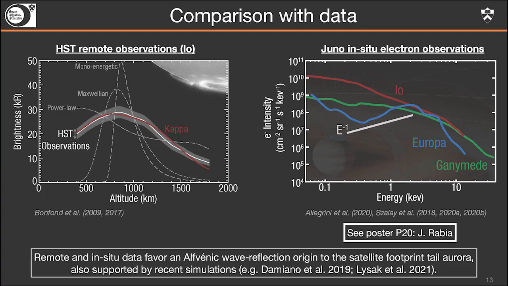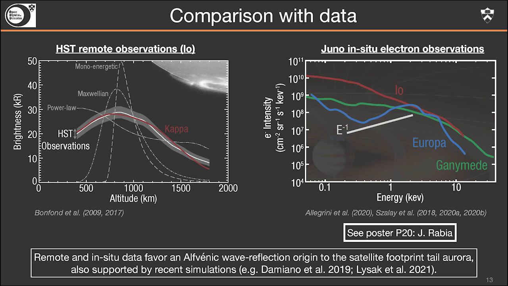Before we got there with Juno, there was observational evidence that preferred the latter, the Alfvénic acceleration. This is from a paper Bertrand led, where he looked at the vertical extent of the Hubble Space Telescope emissions. Here's what's shown as the brightness distribution as a function of altitude. And then he looked at what a variety of different incident electron distributions might manifest in an altitude profile.